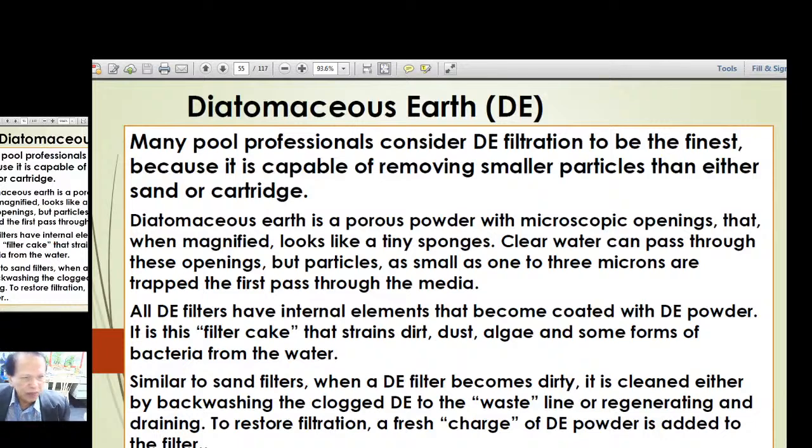All DE filters have internal elements that become coated with DE powder. It is this filter cake that strains dirt, dust, algae, and some forms of bacteria from the water. Similar to sand filters, when a DE filter becomes dirty, it is cleaned either by backwashing the clogged DE to the waste line or by regenerating and draining. To restore filtration, a fresh charge of DE powder is added to the filter.